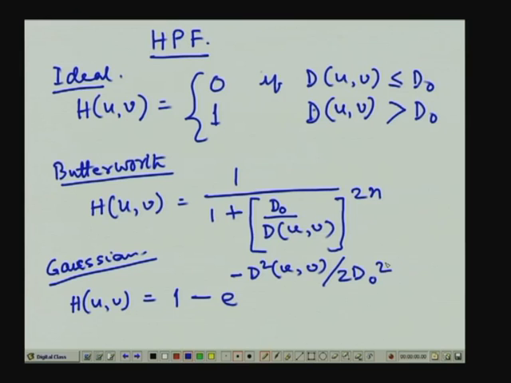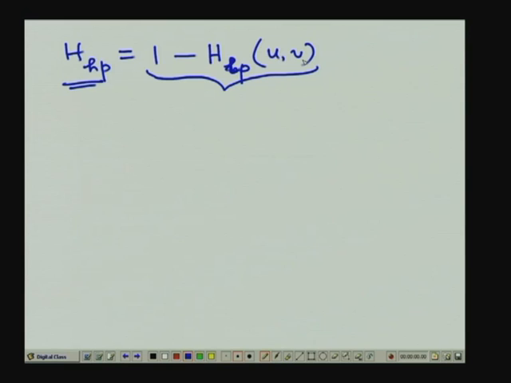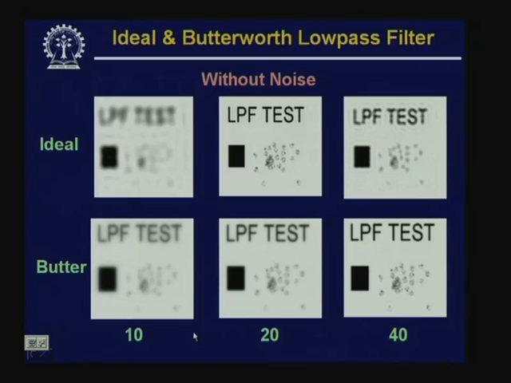And you find that in all these cases, the frequency response of a high pass filter, if I write it as H_hp, is nothing but 1 minus the response of a low pass filter. So, the high pass filter response can be obtained from the low pass filter response, where the cutoff frequencies are the same. Now, using such high pass filters, the kind of result that we can obtain is given here.